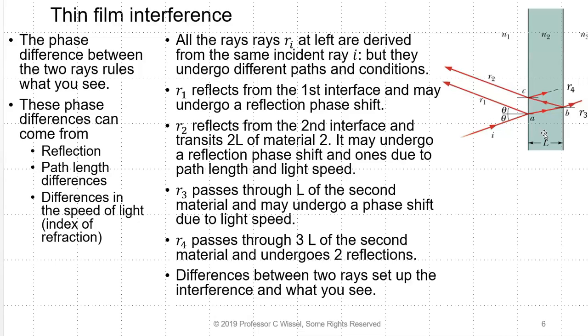Ray R4 does a little bit of extra here. It goes through here, bounces off this surface, bounces off that surface, and comes out again. Now, this will pass through 3L of the second material and undergo 2 reflections. Differences between these rays may set up the interference in what you see. So these two would interfere with each other. It may set up the different colors you see. These two, the transmitted rays, can also interfere with each other and set up different colors.